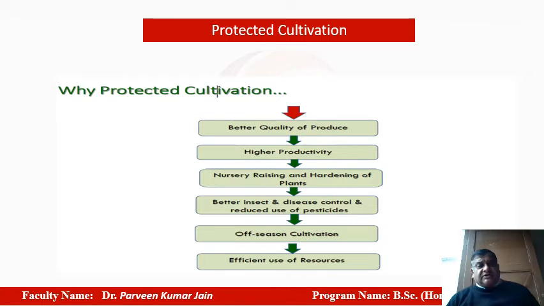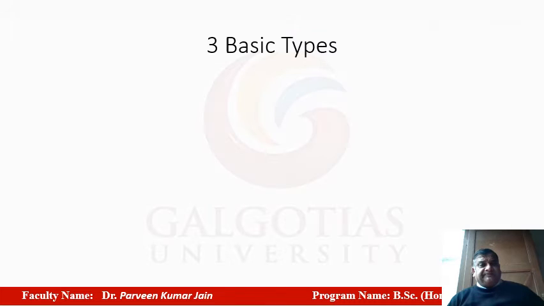Then better insect and disease control can be there, because this is a closed structure and insects are not allowed to enter inside. The polyhouses can be used for off-season crops and for efficient, very judicious use of resources. Everything, pesticide, chemical, fertilizer, seed, is used in a precise manner. Now this is just to refresh the polyhouse things.